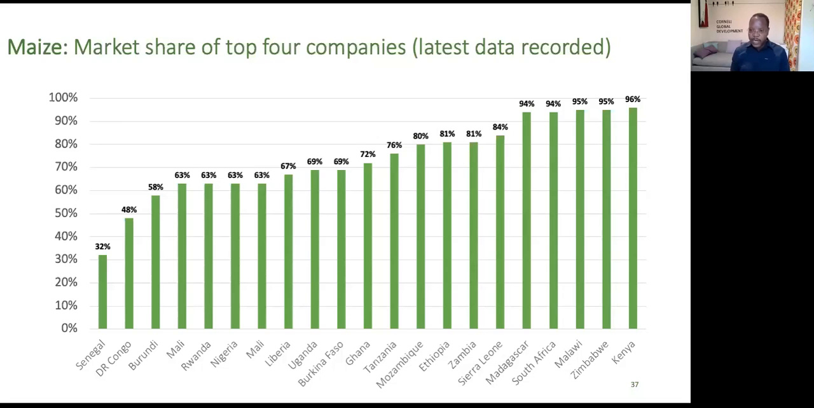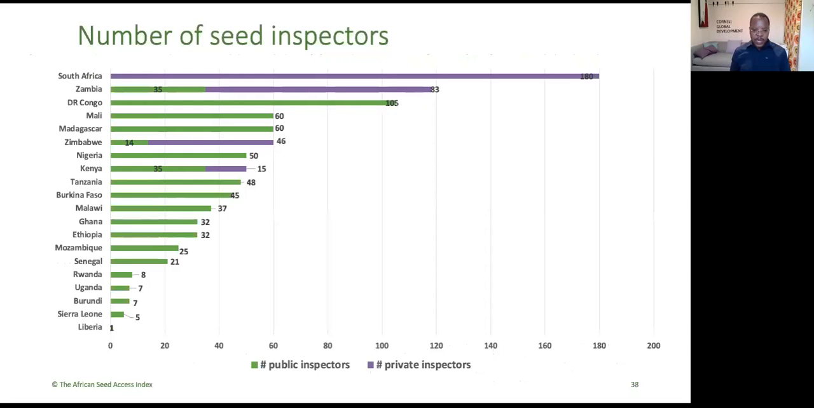control the entire market. There's something called seed inspectors, and these are required to make sure that we maintain good quality seed. And you can see some countries have more than others. They can be private or public. South Africa has, for those crops, about 180. Zambia has a total of about 83. After that, the numbers start to get very, very low.